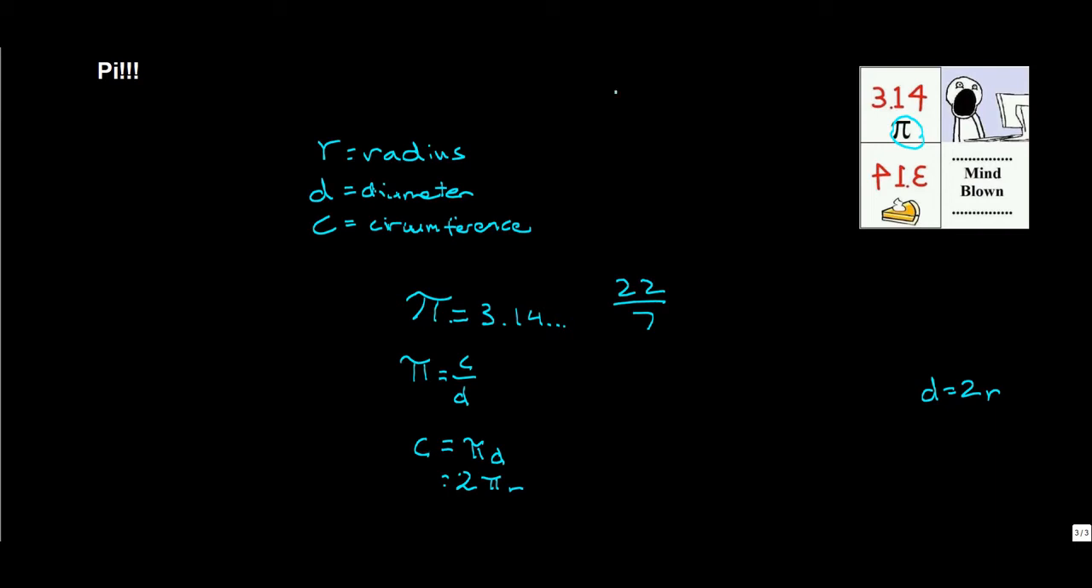Okay, now the next one is to find the area. So in geometry, the area is noted as a capital A. So the area is equal to pi r squared.